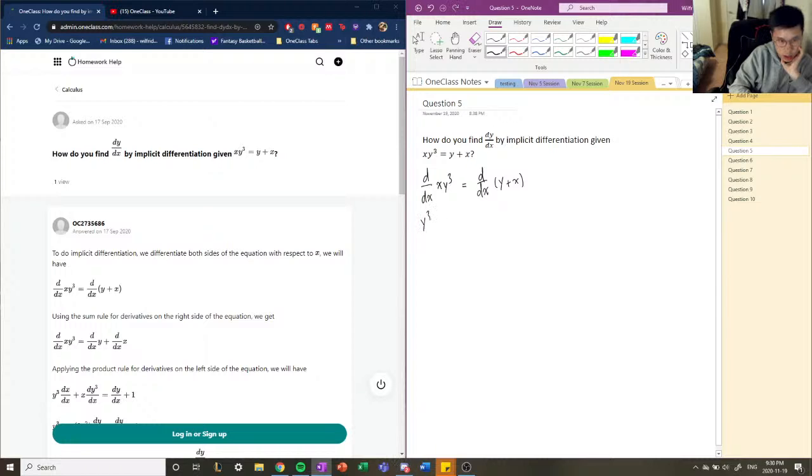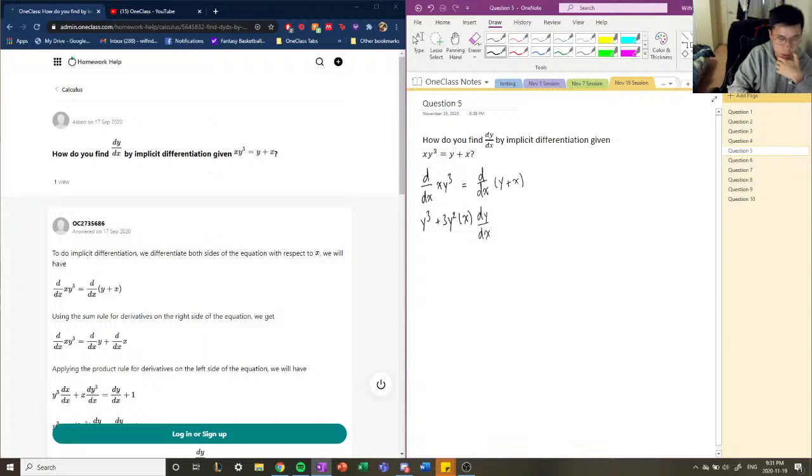The derivative of x is 1, and then the derivative of y cubed, which is also a chain rule, times x. The derivative by chain rule would be plus 3y squared times x. Then we have to differentiate the inside, but we're just going to say dy/dx for now. So that's the left side, which was a product rule with a chain rule too.